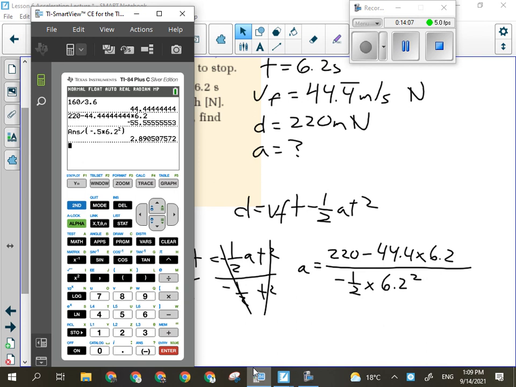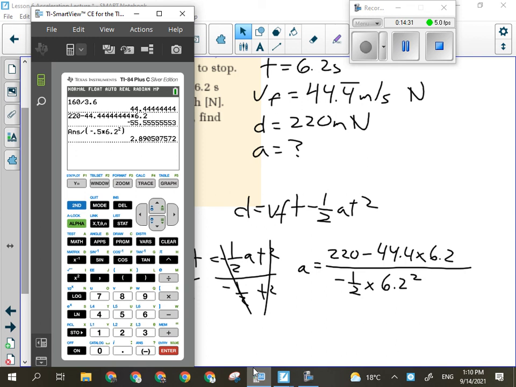Why would you minus the VFT when you're subtracting it from the 1/2 AT squared? I'm not subtracting the VFT from the 1/2 AT squared. I'm subtracting the 1/2 AT squared from VFT. VFT is positive. That's why I have to subtract it. Yeah. All right. Everybody okay with that?